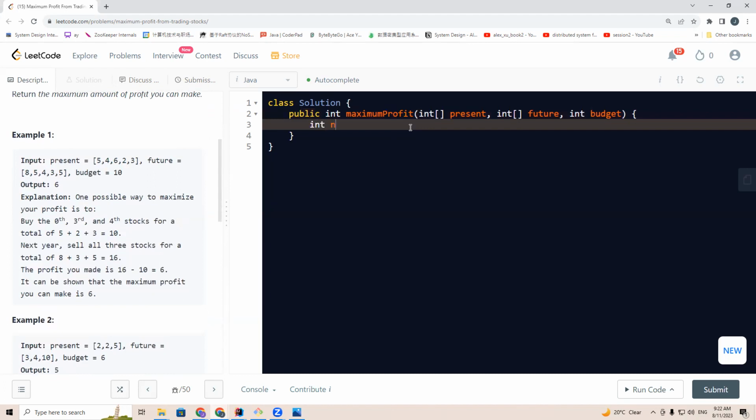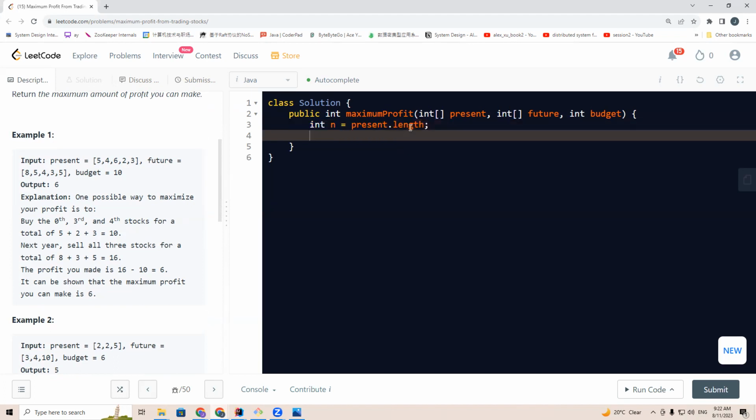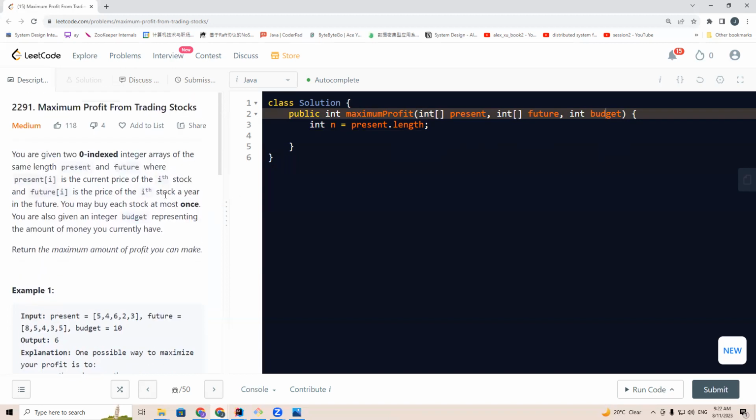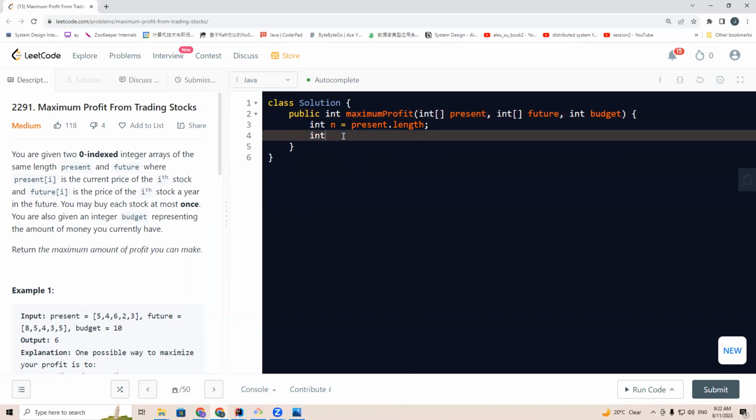So let's start: int n equals present dot length. That means we have n stocks to choose from, and we also have the budget as the other dimension for our DP, right? For every stock we can choose to buy or not buy. So this is a classical 0-1 backpack problem. For the classical 0-1 backpack problem, we can write a two-dimensional DP, and we can change this to one-dimensional a bit later.